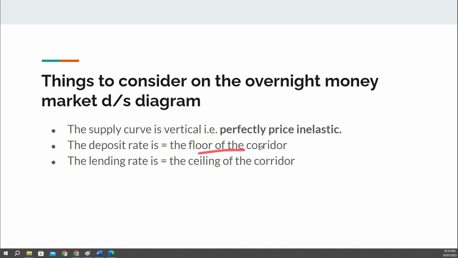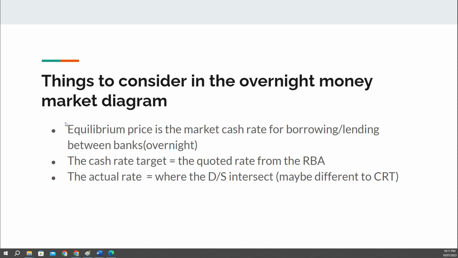The deposit rate's the floor. Remember, no transactions will take place below the floor. The lending rate is the ceiling, because no transactions will take place above the ceiling for reasons I described in the past video. The equilibrium price, or the actual market cash rate, is the rate that banks actually charge each other.